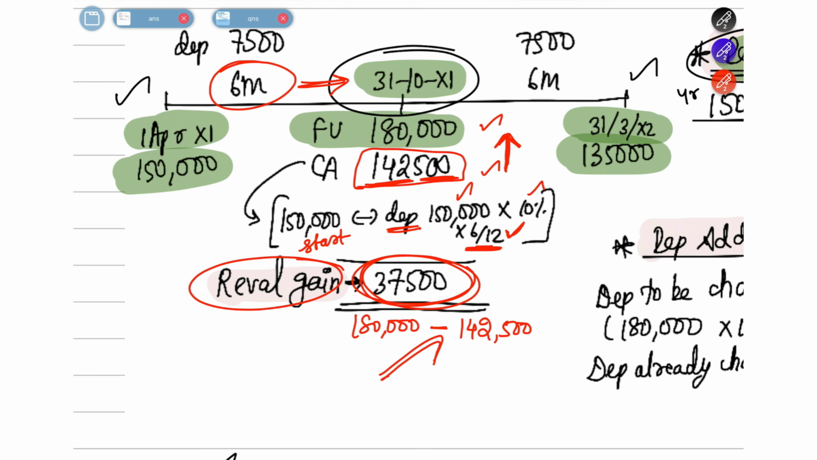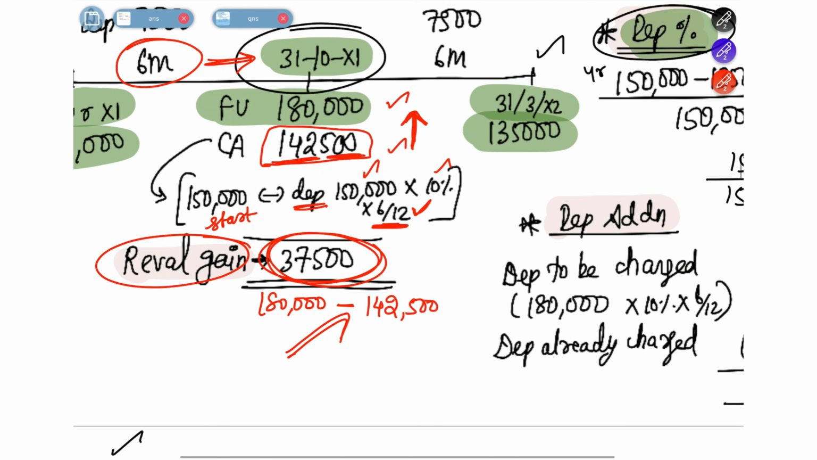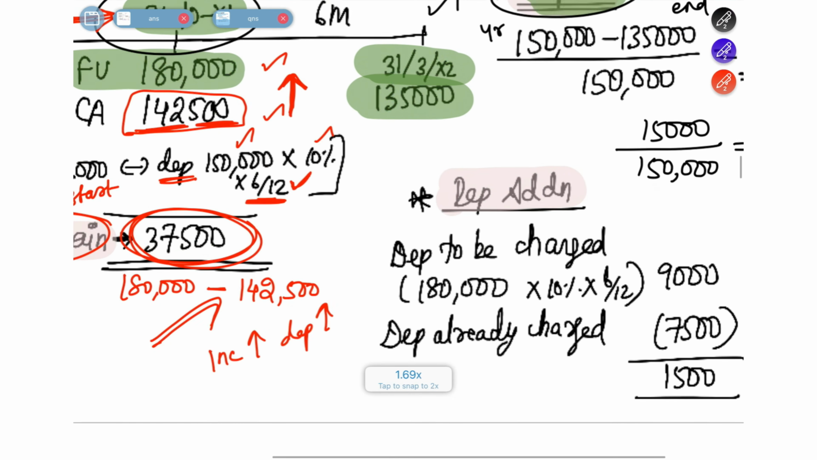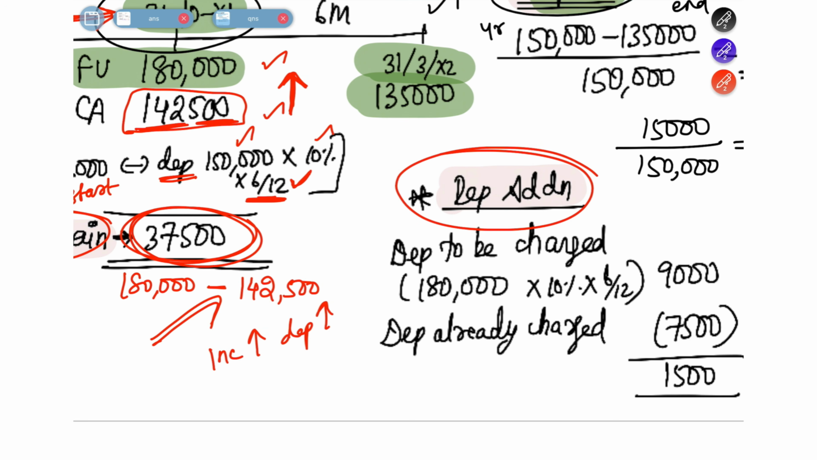37,500 is your revaluation gain. Okay, perfect, understood. So now we have to see, if there is a revaluation gain, that means there is an increase in value. If there is an increase in value, there will be an increase in depreciation also. So more the value, more the depreciation. As simple as that. So you have to find out what is the additional depreciation that is to be charged.